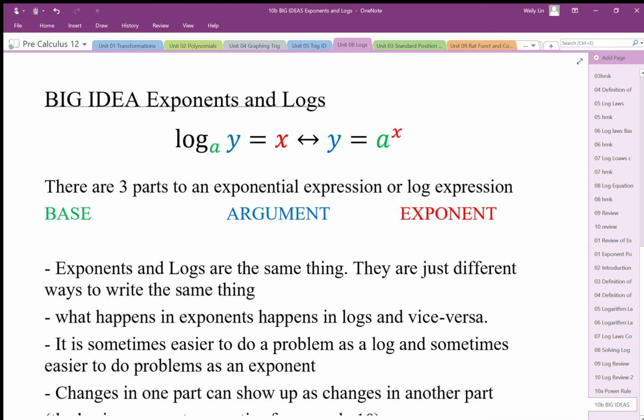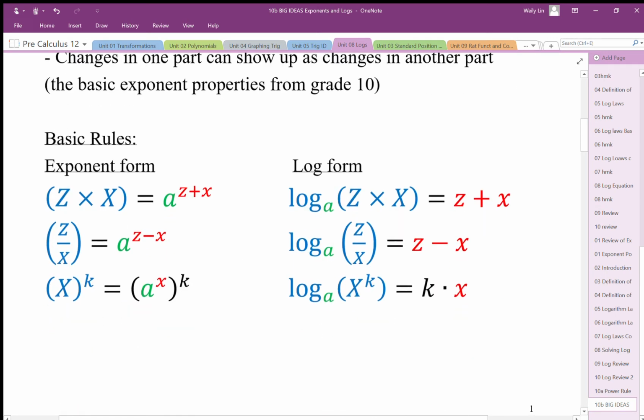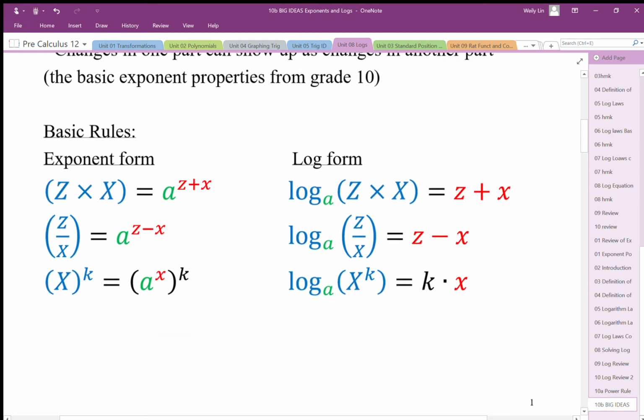And for the most part, we're probably more familiar with exponents. So I'm going to show the reasoning behind some of the changes in logs based on exponents. So here are the basic rules. Just so that you understand how this is set up, the blue represents the argument, the green represents the base, and the red represents an exponent, whether it's in log form or in exponent form.